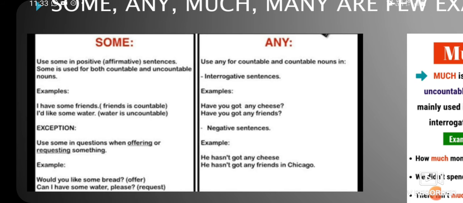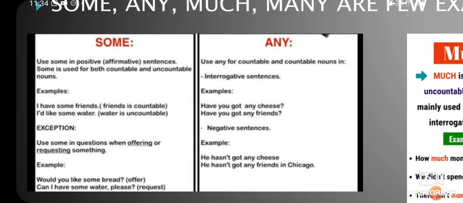So examples: I have some friends. Friend is countable. We can count the friends. It is, I have some friends. I like some water. Water is uncountable, but it is used in a positive sense. So I say, I like some water.